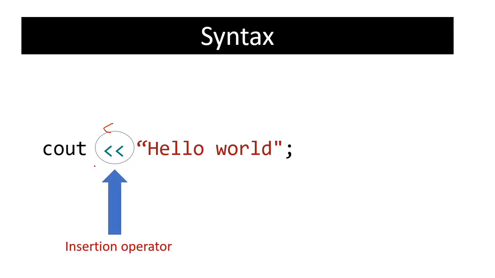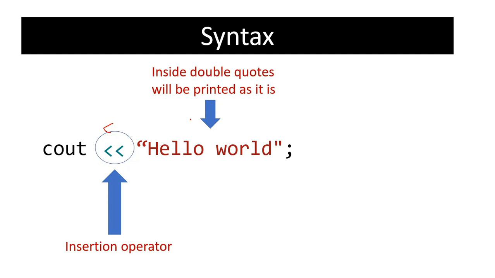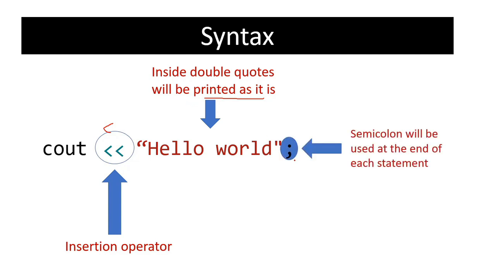These two less than signs are called an insertion operator, and whatever is inside double quotation will be printed as it is. Keep in mind, at the end you will have to put a semicolon, and this semicolon is called a statement terminator, and it is mandatory. If you don't use a semicolon, then you will get an error. At the end of each statement, this semicolon will be used.